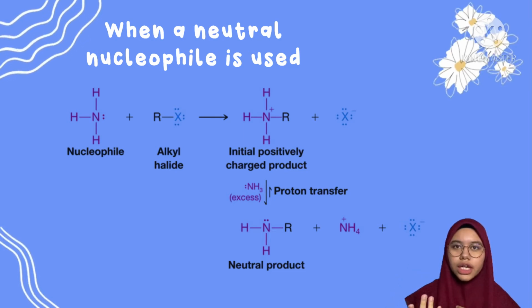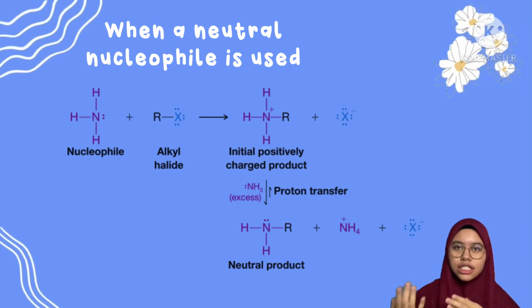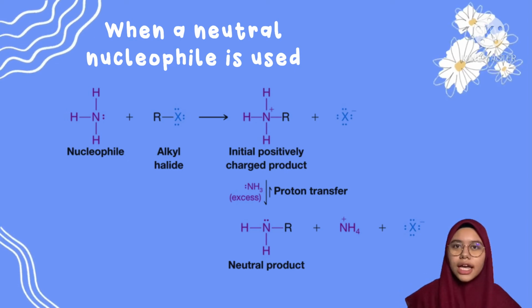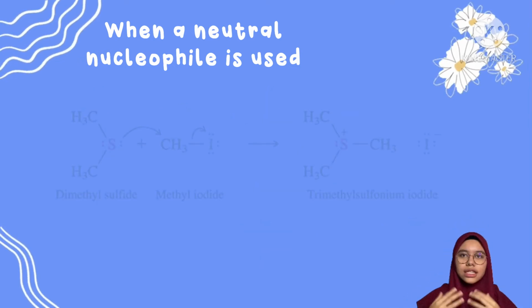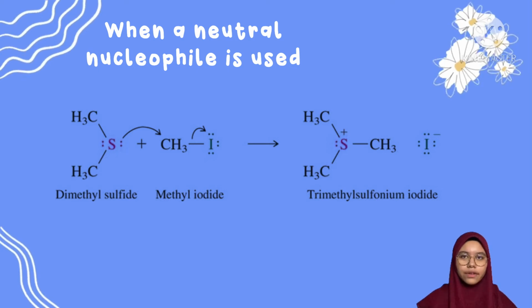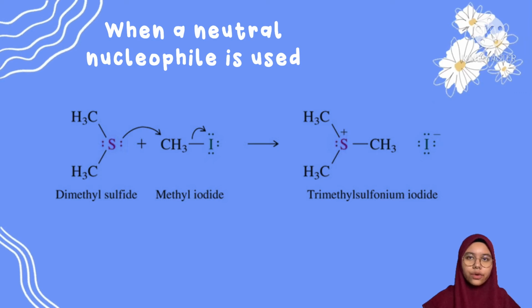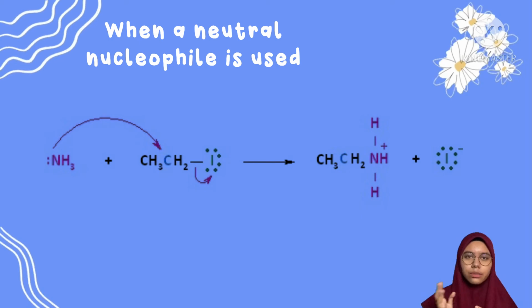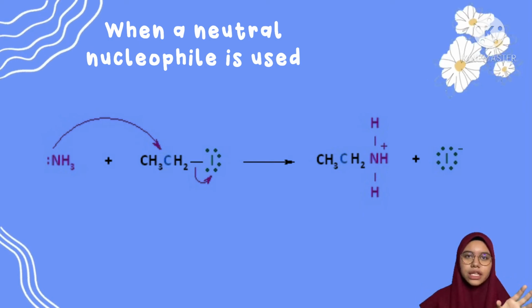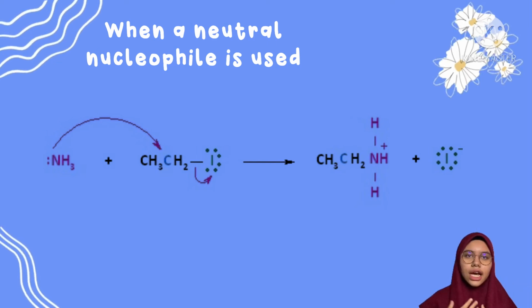The next example is when ammonia reacts with an alkyl halide. So if ammonia, a neutral nucleophile, reacts with an alkyl halide, it will result in an initially positively charged product. And it can only be a neutral product after the proton is removed. The next example is when a dimethyl sulfide reacts with a methyl iodide, and for the product we will get a trimethylsulfonium with a leaving group which is an iodide ion. For this example, the ammonia will attack the ethyl iodide, and the NH3 will replace the place of I, and we will get the product as well as a leaving group which is an iodide ion.